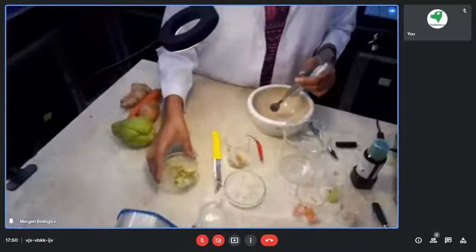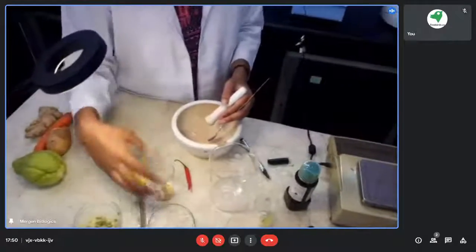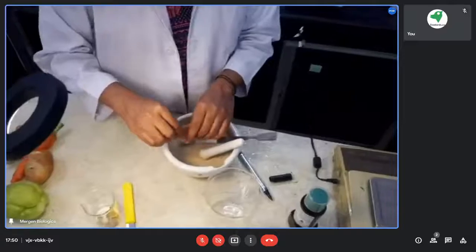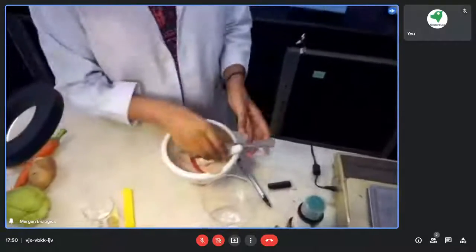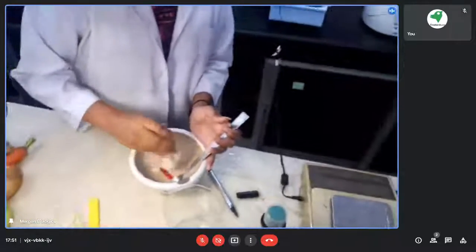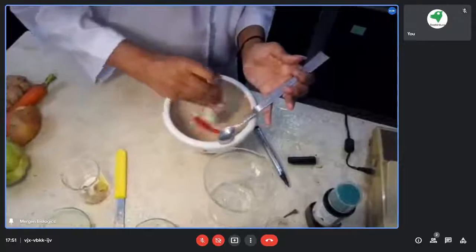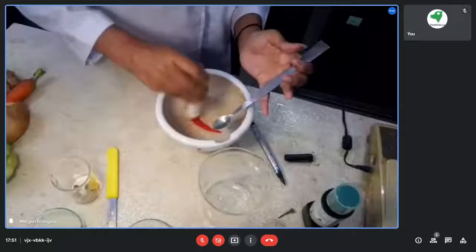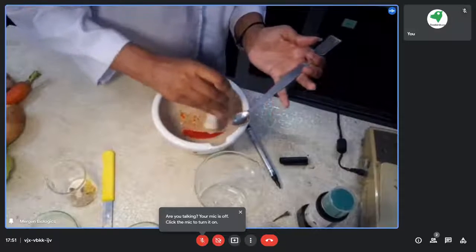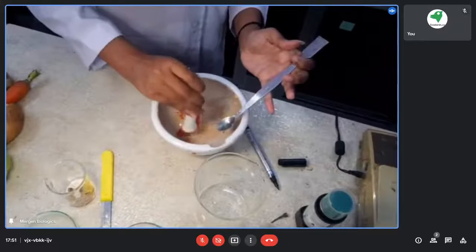Grinding is also a very important part of the whole experiment. This is basically our key step. If we don't grind, how will the starch be released and show up in our experiment? So for that, please grind the vegetables very well so that we can get a larger amount of starch from the vegetable or the sample itself. Be careful with the grinding of chili.